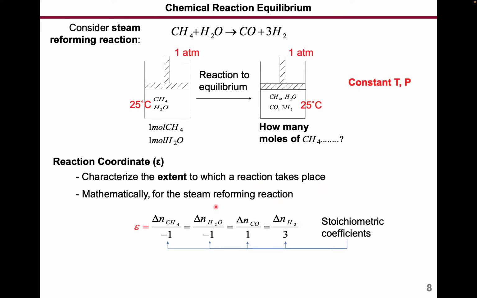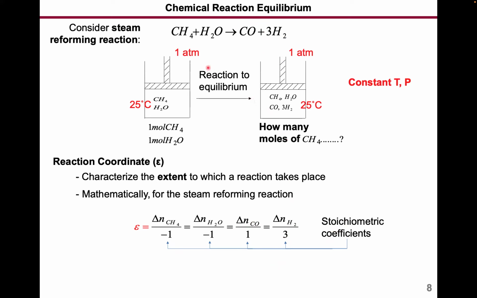Mathematically, for the steam reforming reaction, the reaction coordinate is going to be the change in the moles of methane divided by minus 1. So these are the stoichiometry coefficients in front of each species. This is the reactant, minus 1, reactant 2, minus 1, and then CO, the product: delta NCO divided by 1. 1 is the stoichiometry coefficient, and then delta NH2 divided by 3. So these are the stoichiometry coefficients.